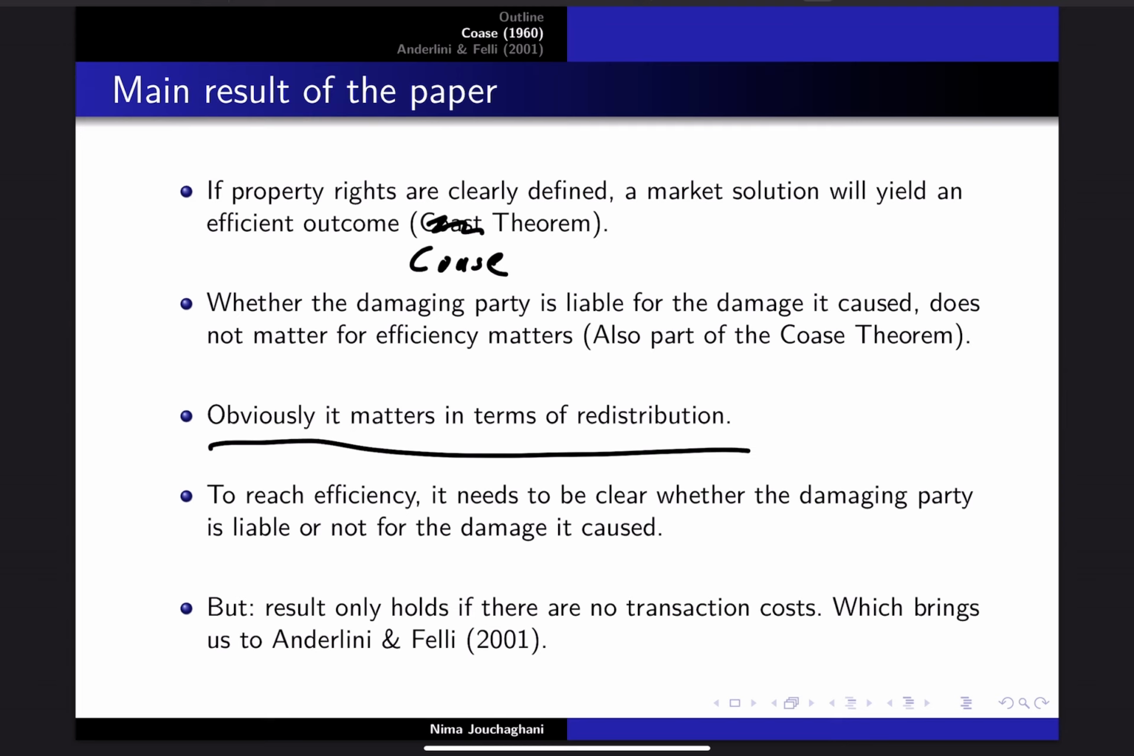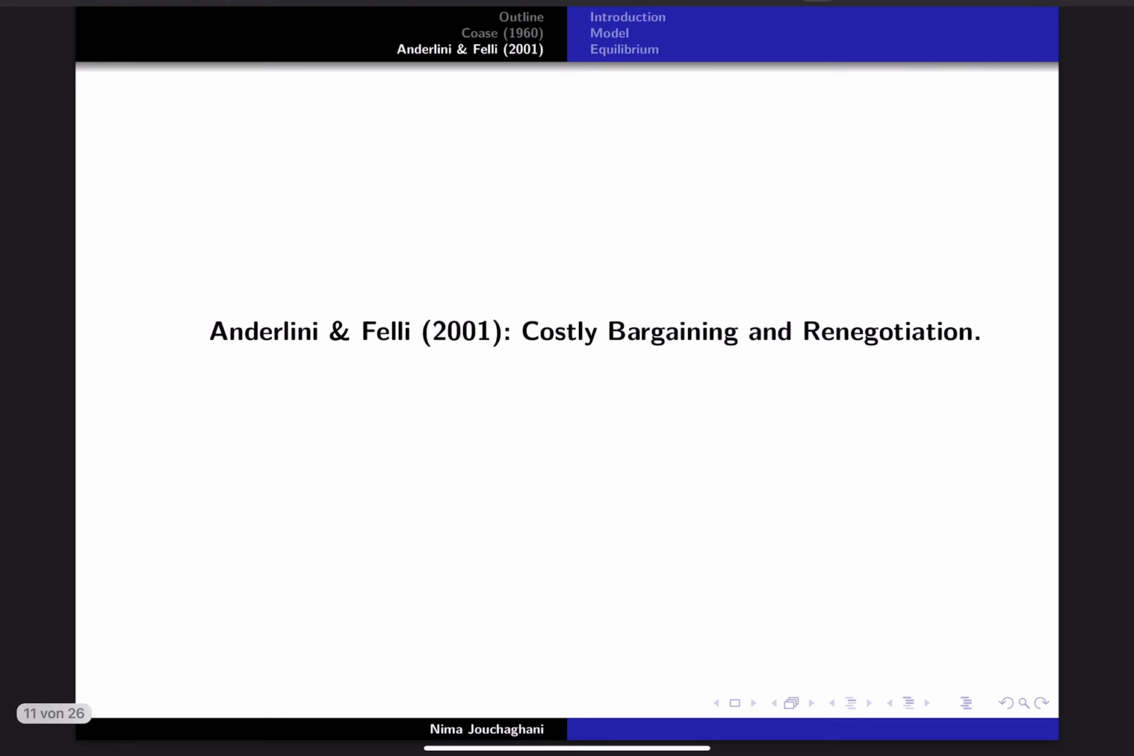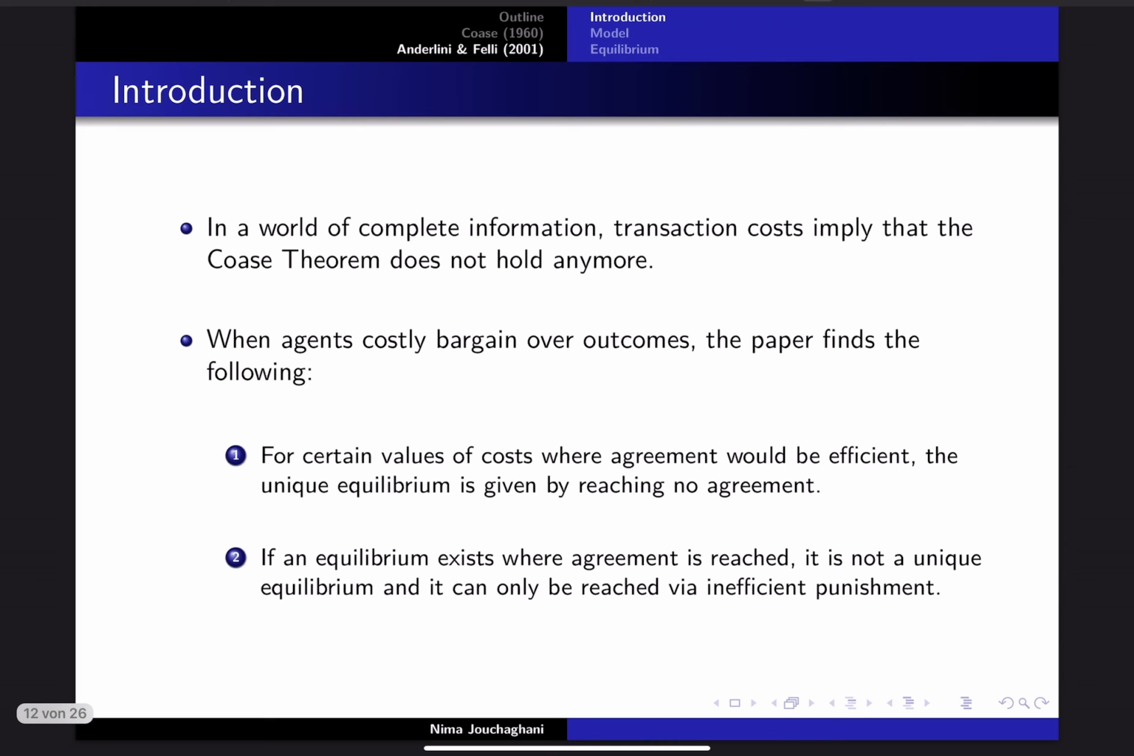And since there is a very nice paper by Andolini and Feli, which I'm going to present to you, I also did not include his discussion here, because I think it becomes much more clear if we consider the model of Andolini and Feli. So let us then go to the next paper. As I said before, this is by Andolini and Feli, written in 2001 with the title Costly Bargaining and Renegotiation.